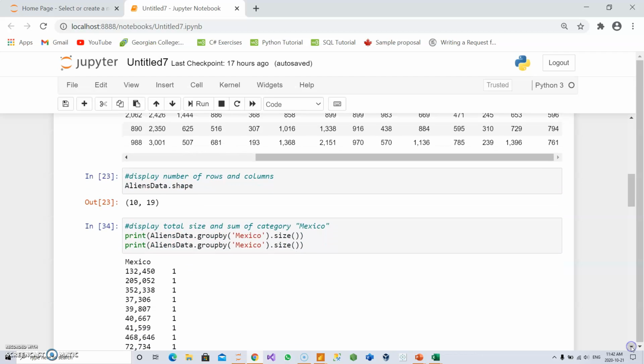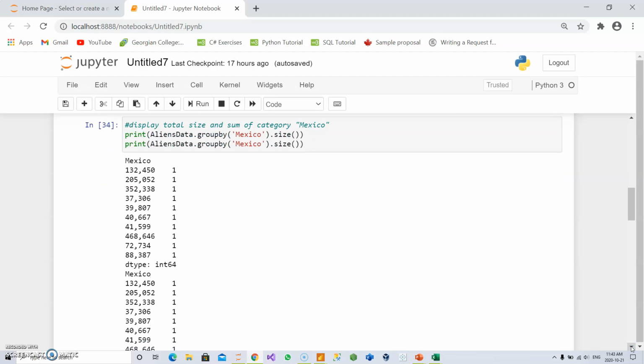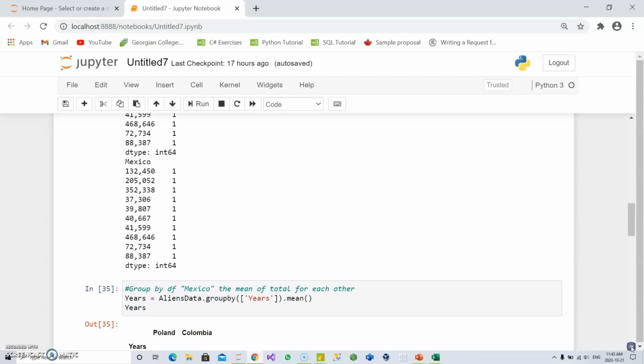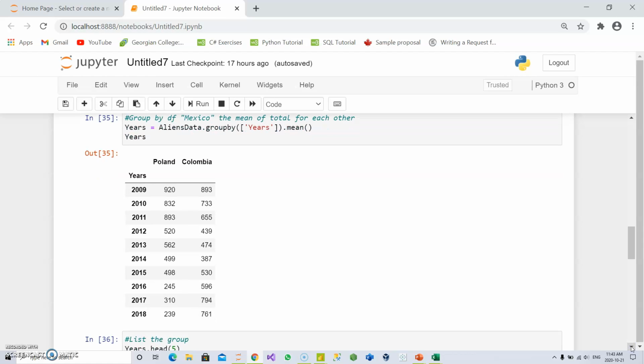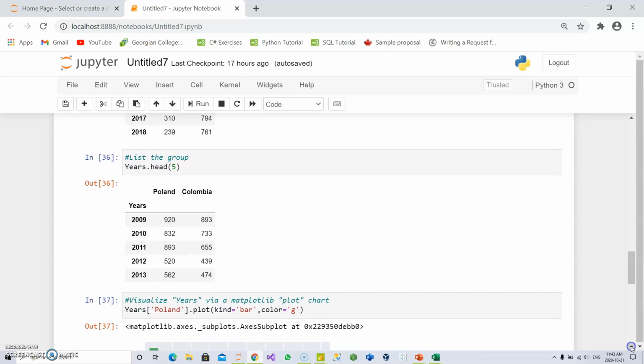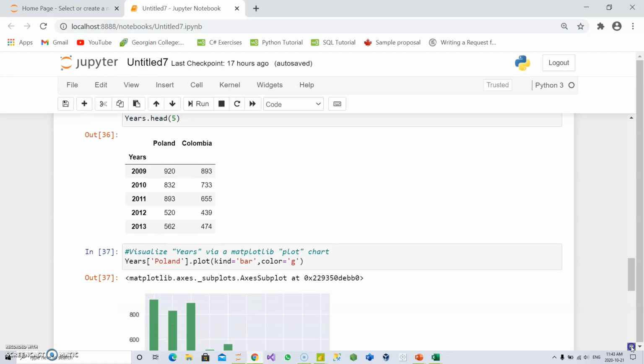Then I have displayed the rows and columns, that is 10 and 19. Then I have displayed the Mexico row, which has a data type of integer 64. Then I have grouped the data by years, which comes up with Poland and Colombia's data. Then I have displayed 5 rows with the head 5 function.